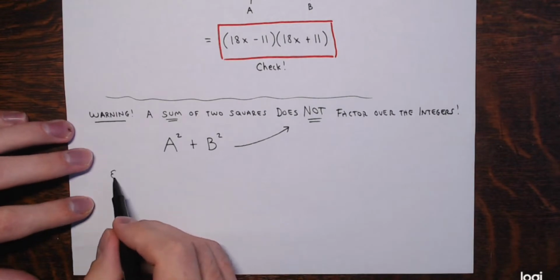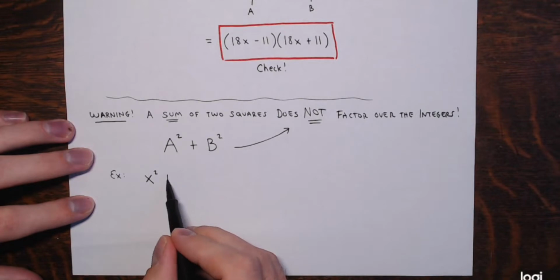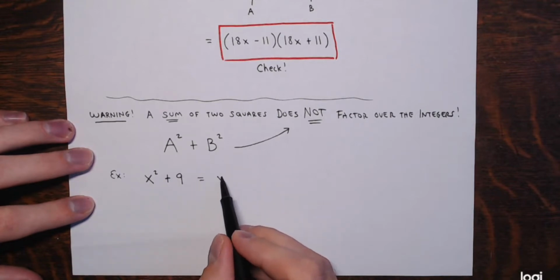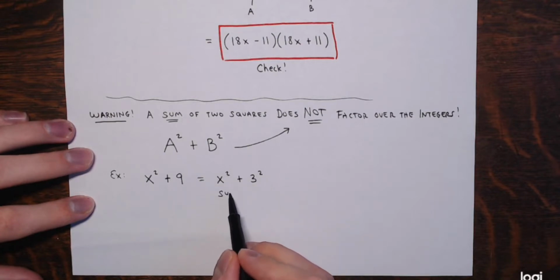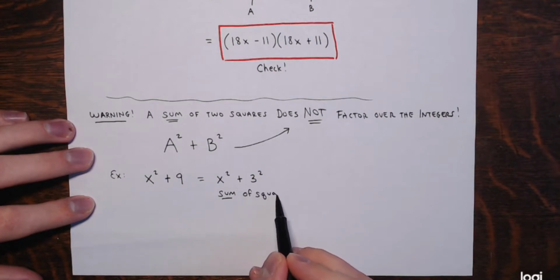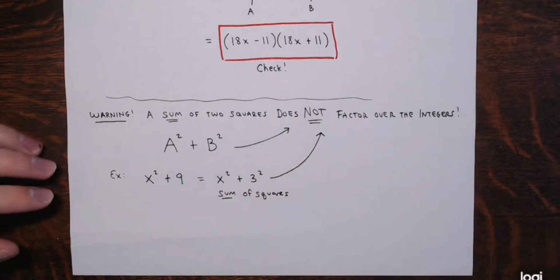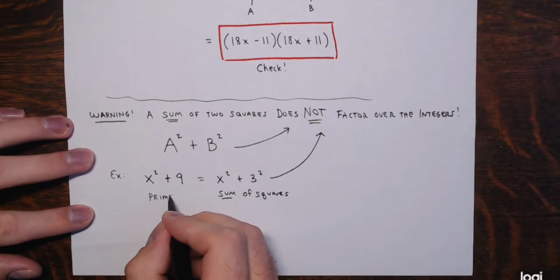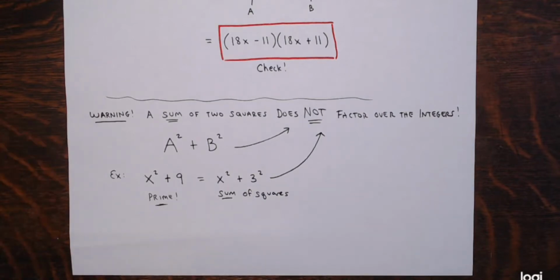Right, for example, x squared plus 9. This is x squared plus 3 squared, right? It is a sum of squares. And because of that, it does not factor over the integers. We would say that this was a prime polynomial, a prime quadratic, does not break down any further.